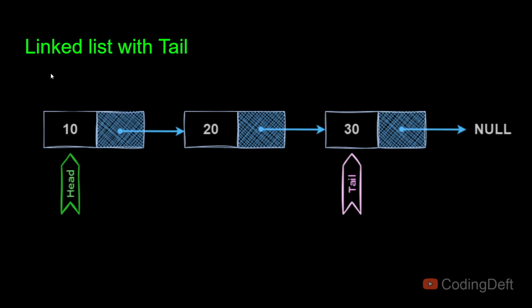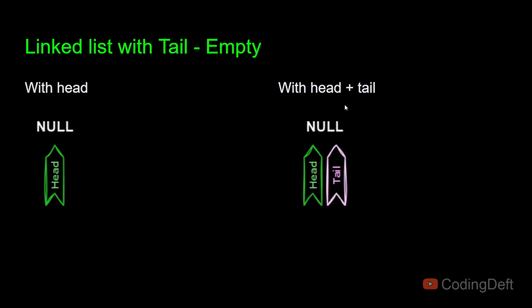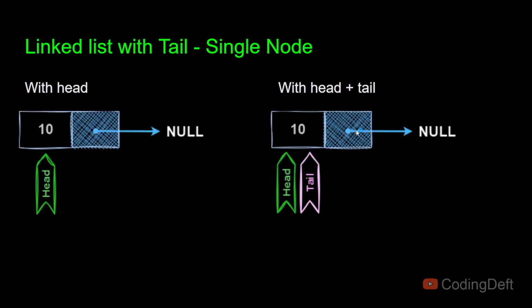So this is how a linked list with tail will look like. In addition to the regular linked list, it will have a tail pointer which is pointing to the last item in the list. Now let us compare linked list with head with the linked list with head and tail. So this is how a linked list which is empty looks like. Where there is only head, it will point to null. Where there is both head and tail, both head and tail will point to null. And when a single node will look like this, in case of linked list with the tail, it will have both head and tail pointing to the only node which exists.